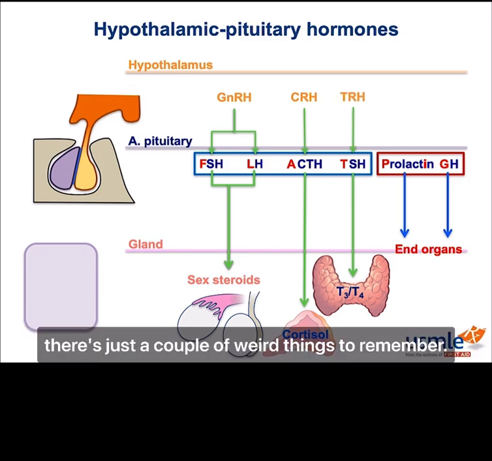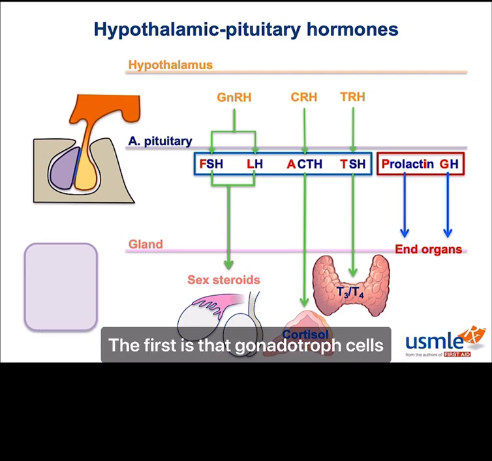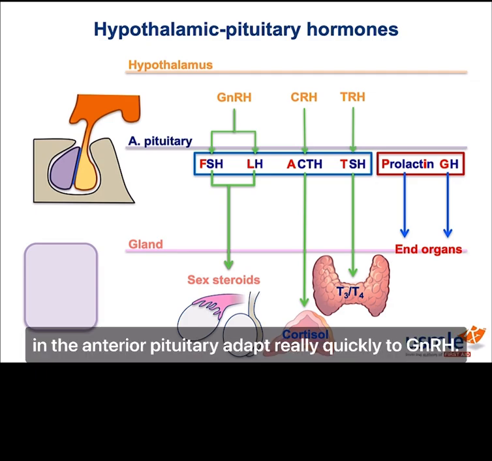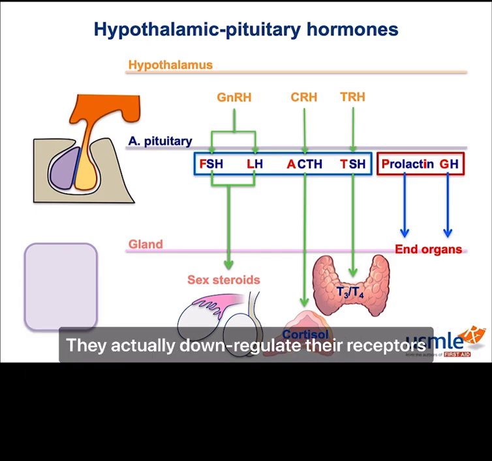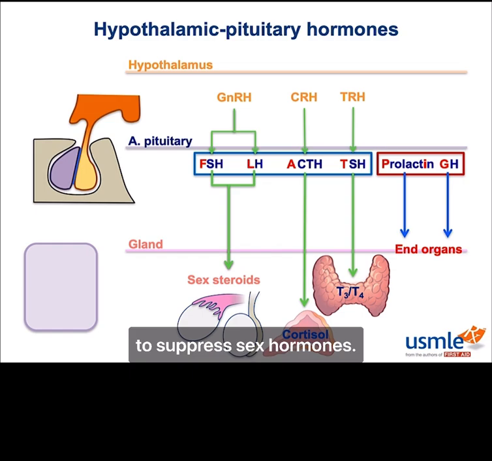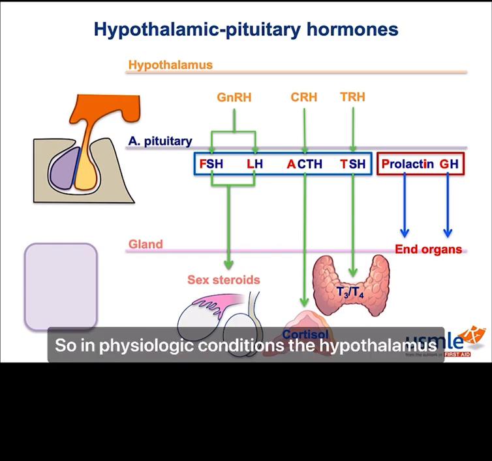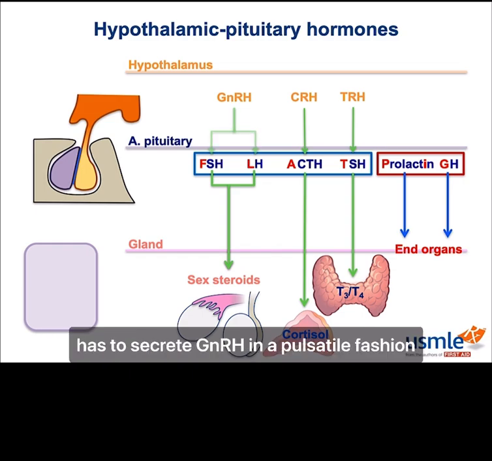There's just a couple of weird things to remember. The first is that gonadotroph cells in the anterior pituitary adapt really quickly to GnRH. They actually downregulate their receptors in response to sustained elevation of GnRH. You'll learn more about this in repro, but sustained GnRH analogs are actually used to suppress sex hormones. So in physiologic conditions, the hypothalamus has to secrete GnRH in a pulsatile fashion to properly stimulate the gonadotrophs.